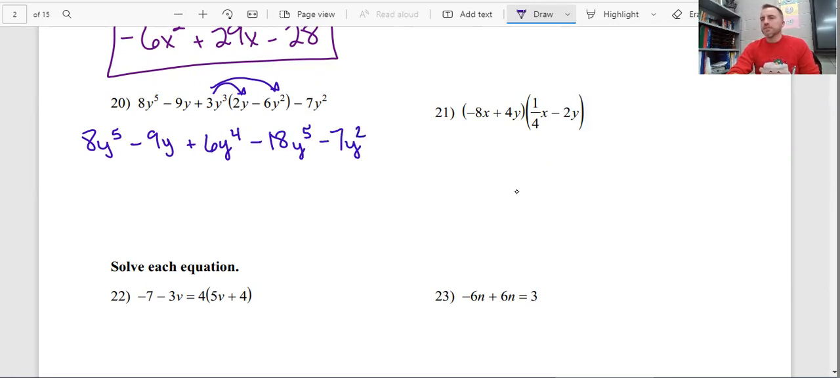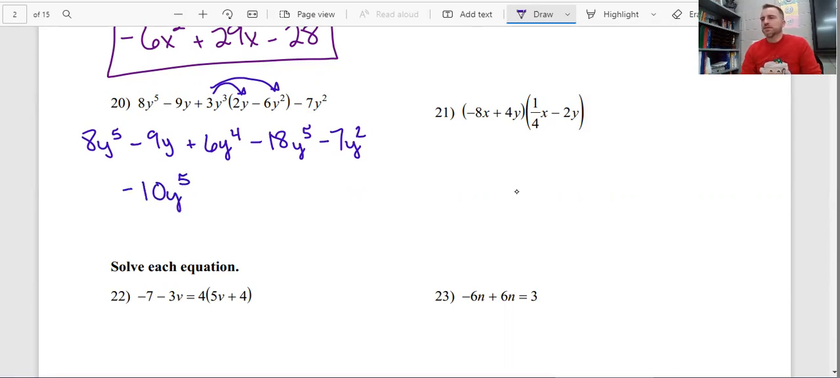So now already it's a much simpler expression to simplify. We are just going to combine like terms and put it in standard form, which just means the highest or the largest exponent should come first and then go in decreasing order from there. So 8y to the 5th minus 18y to the 5th. That gets us negative 10y to the 5th.